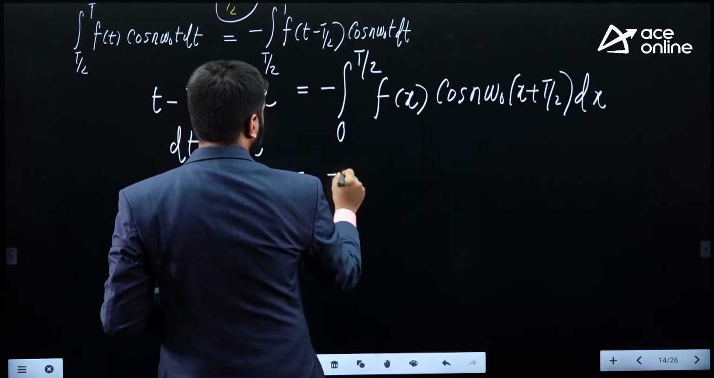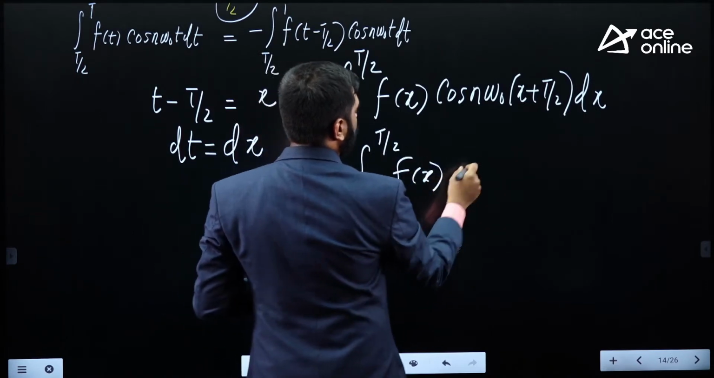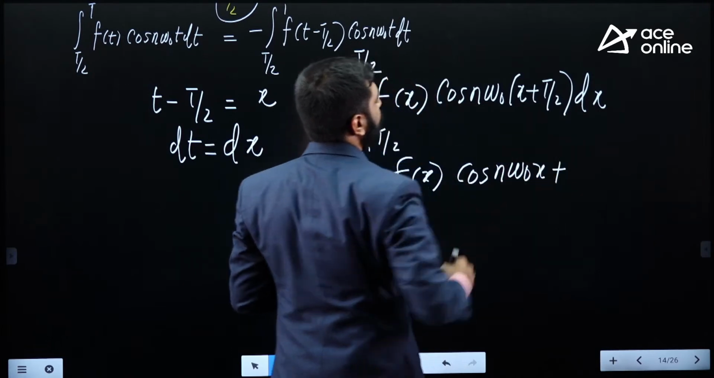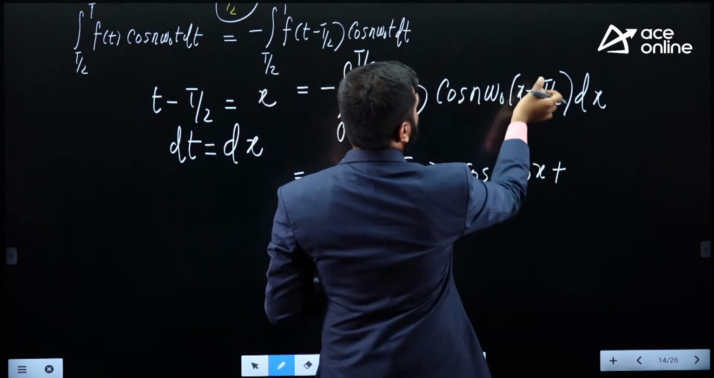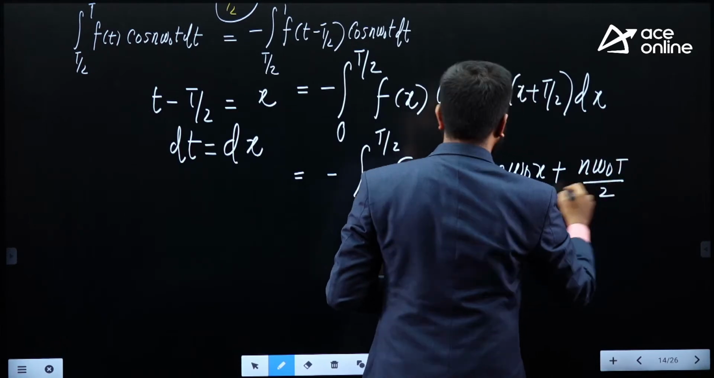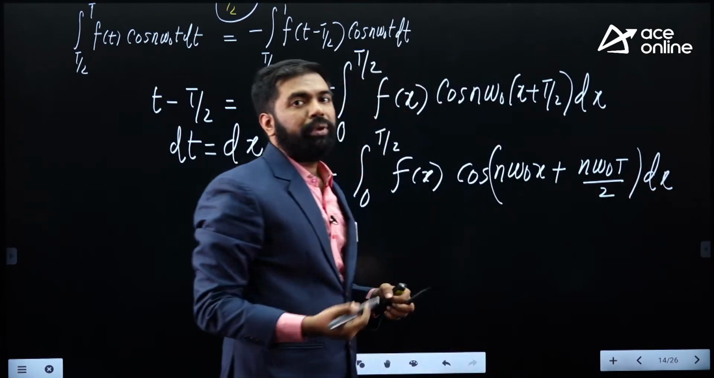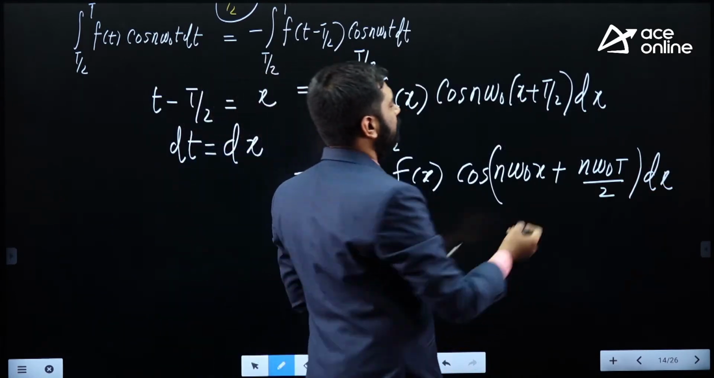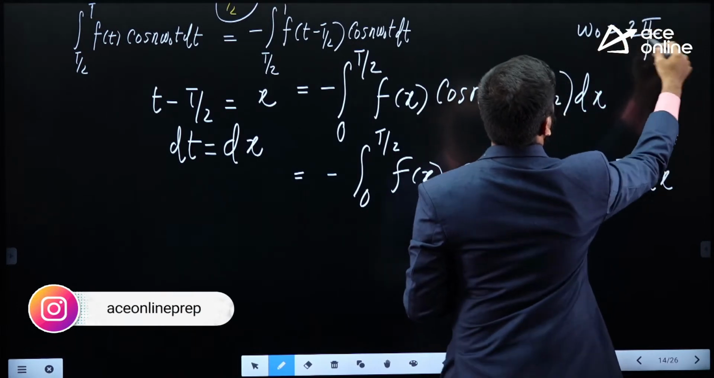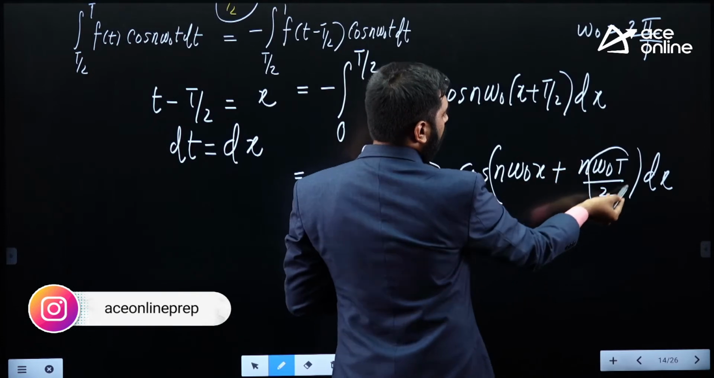If I simplify, I get minus 0 to t by 2 f of x cos n omega naught x plus, this n omega naught is also multiplied to this, so it's n omega naught t by 2. So this is what I get. Now what do we know about omega naught? Omega naught is 2 pi by capital T. So can you tell us what is this omega naught t by 2?